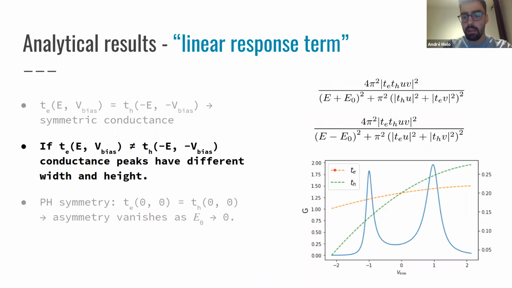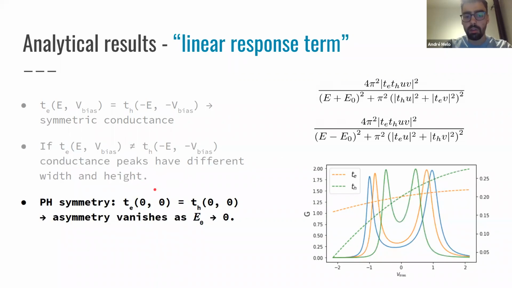And finally, the third thing that you see from this formula is that at zero bias and zero energy, particle-hole symmetry dictates that these couplings have to be the same, TE and TH. And what that implies is that as I move my resonance closer to zero energy, the asymmetry has to vanish. Or, maybe another more intuitive way to say this is that these effects have to scale somehow with the bias voltage. So it makes sense that as I decrease the bias, the asymmetry goes away.